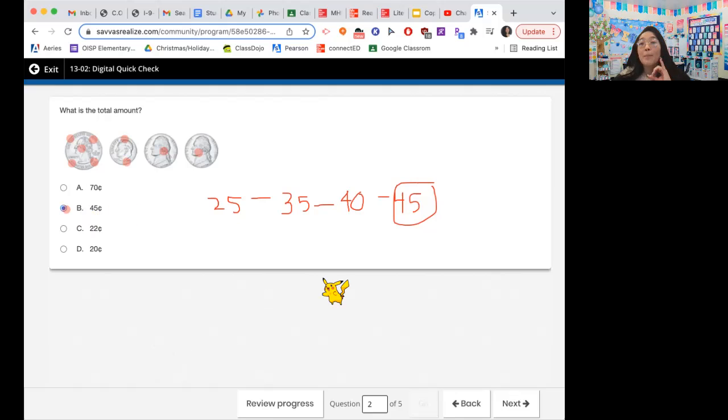If you need more time, pause the video. So I'm showing you 2 different ways. You can use touch math or you can use, I guess it's not really called skip counting, but you're counting by the amounts of the coins.